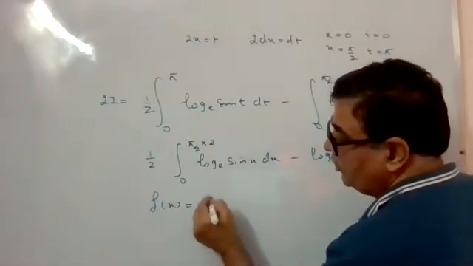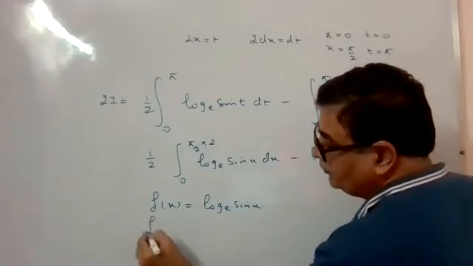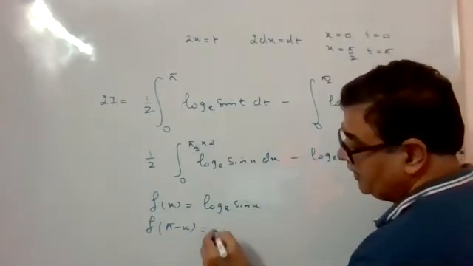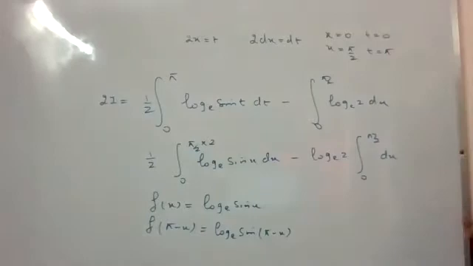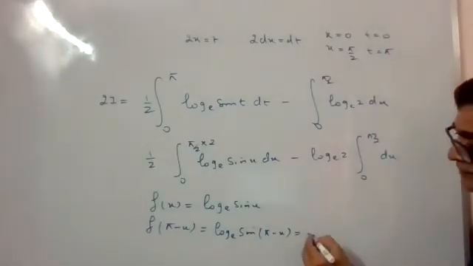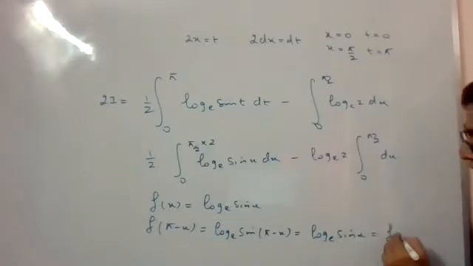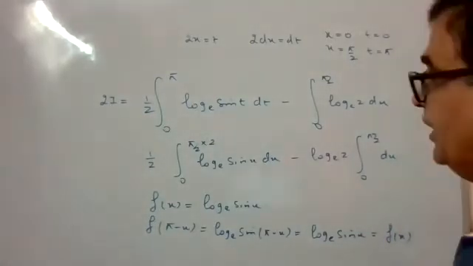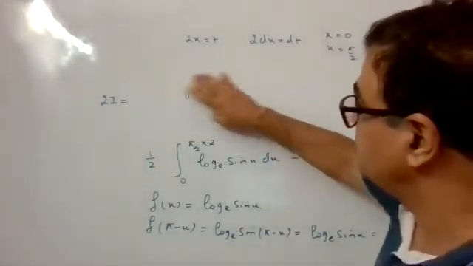f(x) we have as log sin x. Then f of 2a, 2a means it is pi minus x. What will that come? Log sin of pi minus x. Log of sin pi minus x is log sin x only. That means this comes out to be f(x). So f of 2a minus x is simply equal to f(x). And that means this 2 will go in multiple now. So when you do this, just check what it will come.